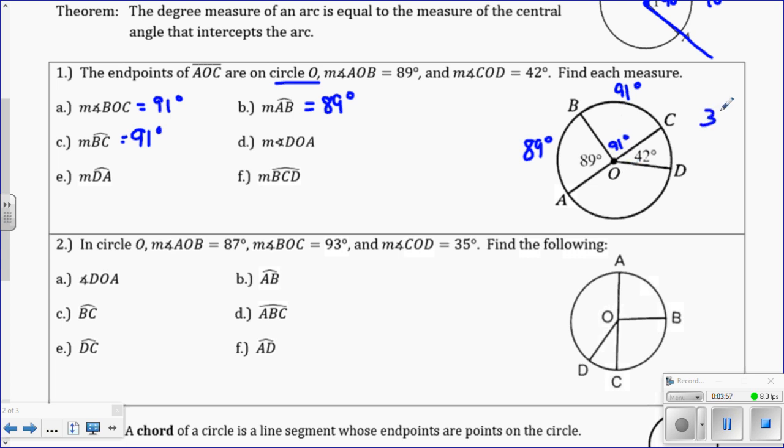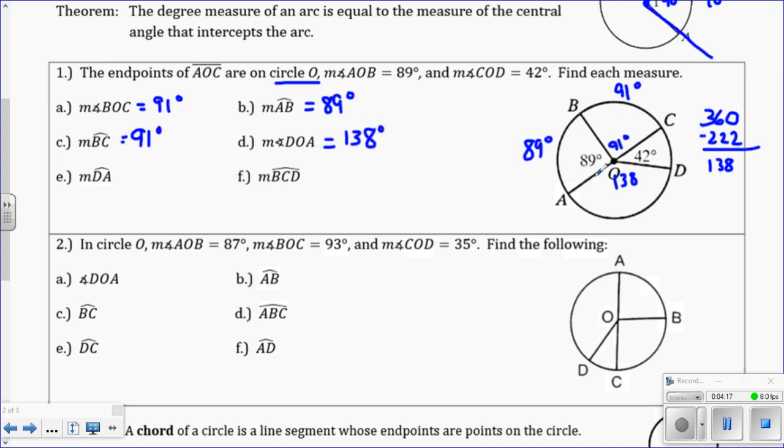All together, they would form a full circle, 360. So what we can do is add up those 3 angles, the 89, the 91, and the 42, and subtract them from 360 degrees. We get 222 when we add them together. And when you do that, you're going to have 138 degrees. That is the degree measure of angle DOA.